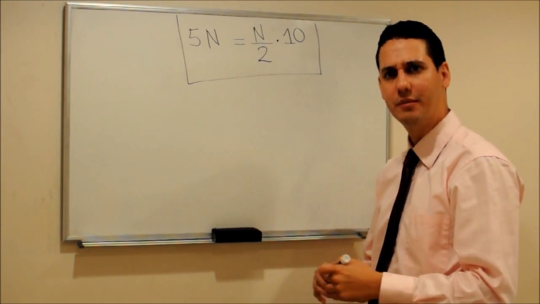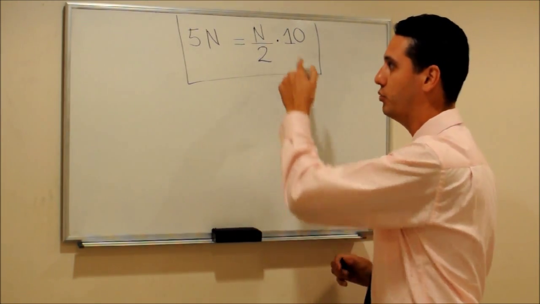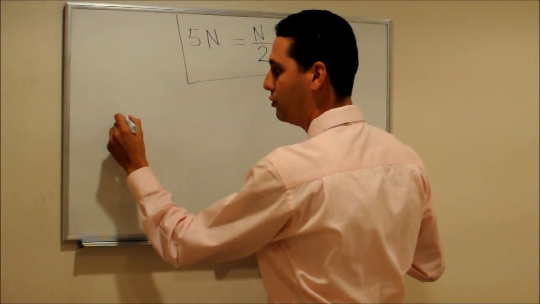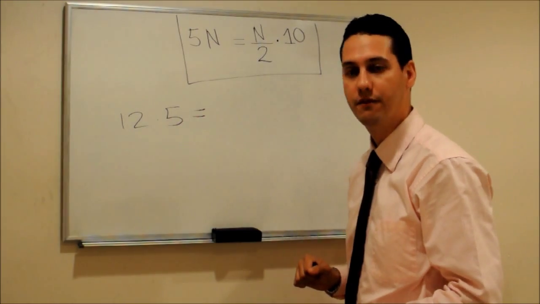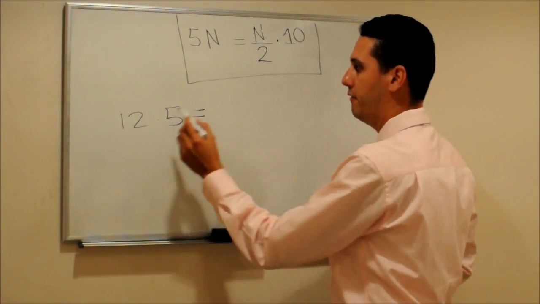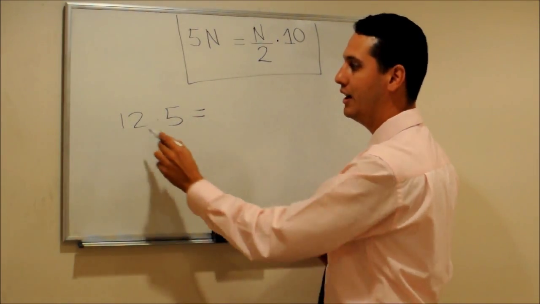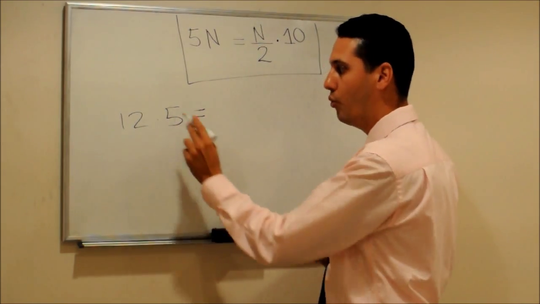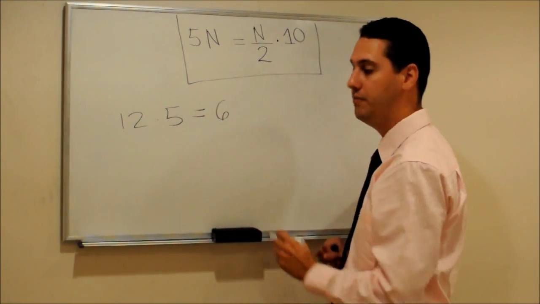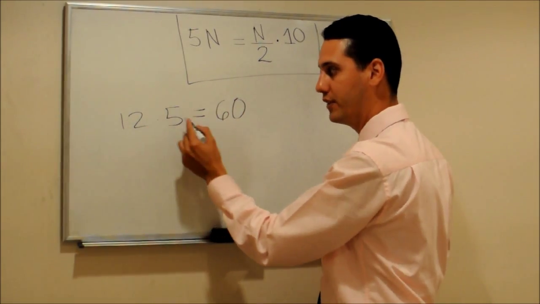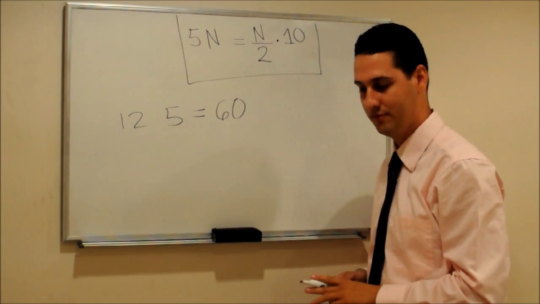For example, let's do an example just to show you how easy it is using this way. Let's say we want to multiply 12 times 5. Okay, first of all, let's apply the rule. Let's divide 12 by 2. What is 12 divided by 2? It's 6. And what is 6 times 10? 60. That's why 12 times 5 is 60.